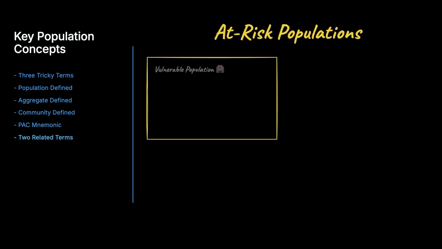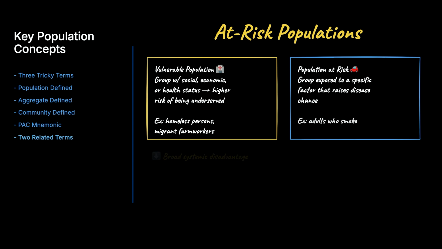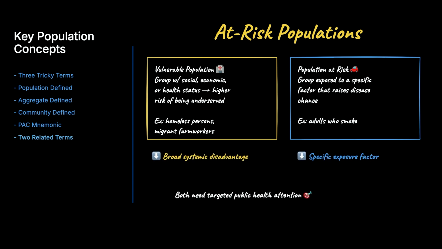2 related terms appear nearby. A vulnerable population is a group whose social, economic, or health status puts them at higher risk of poor outcomes and of being underserved, like people experiencing homelessness or migrant farm workers. A population at risk is a group exposed to a specific factor that raises disease chance, like adults who smoke.